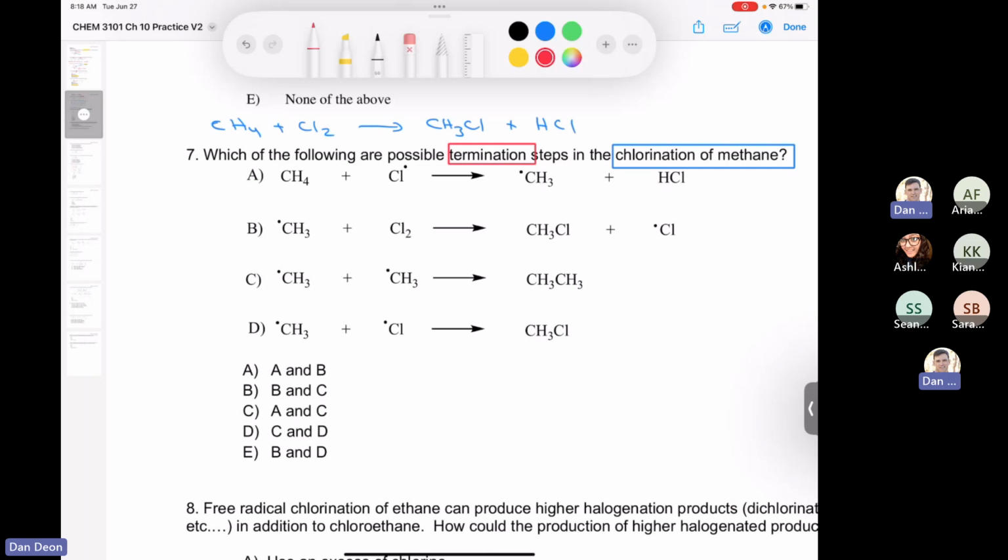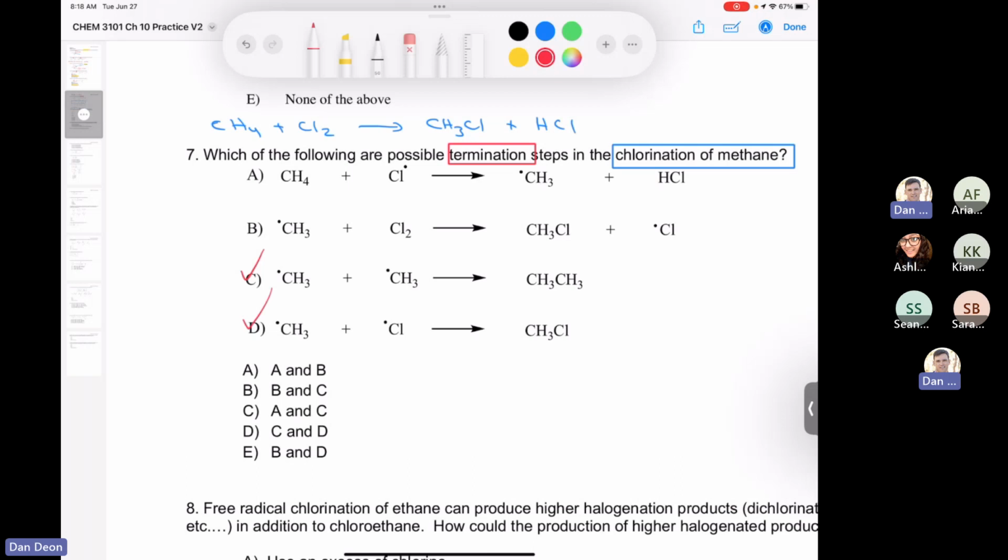have two radicals coming together that annihilate, and so also something that has a radical from the reaction. So I see two possibilities. I see that in C, we have two methyl radicals. That's definitely possible coming together. And then in D, we also have a methyl and a chlorine radical coming together.